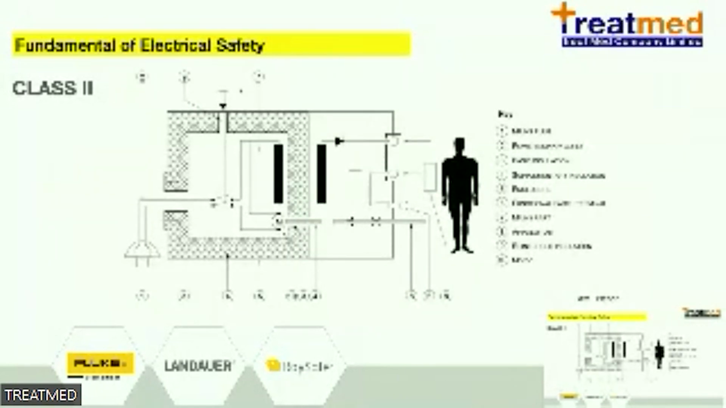For class 2, this is again from the 60601-1. You can observe number 9. Number 9 is the insulation for the main part of the medical device. This is basic insulation, protecting against current from the medical device. This is class 2. Class 2 does not have a ground, because the main part has insulation to protect against leakage current.